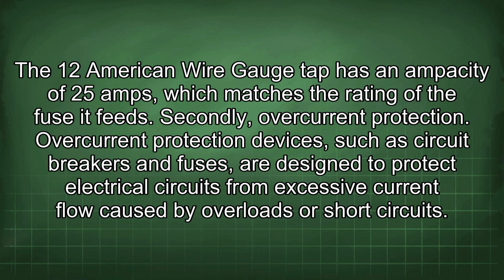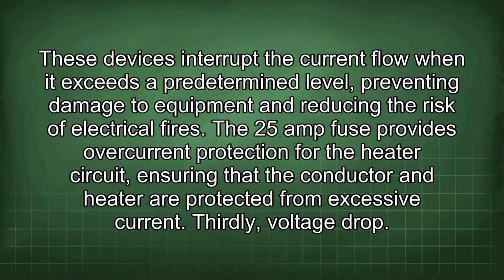Overcurrent protection devices, such as circuit breakers and fuses, are designed to protect electrical circuits from excessive current flow caused by overloads or short circuits. These devices interrupt the current flow when it exceeds a predetermined level, preventing damage to equipment and reducing the risk of electrical fires. The 25 amp fuse provides overcurrent protection for the heater circuit, ensuring that the conductor and heater are protected from excessive current.